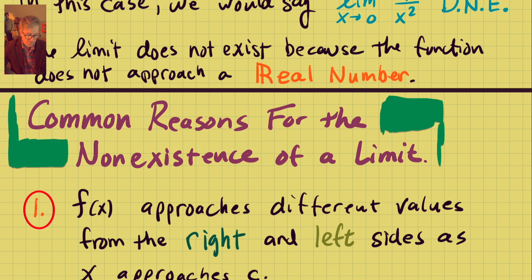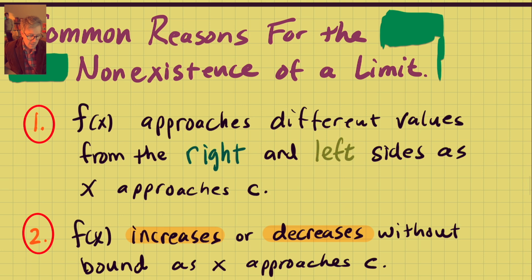So, common reasons for the non-existence of a limit. The first one was the first example we saw: f of x approaches different values from the right and left as x approaches c. That was our absolute value example. From the right-hand side, we approach 1. From the left-hand side, we approach -1. They don't agree, so there's no limit. Okay, so that was the first example.